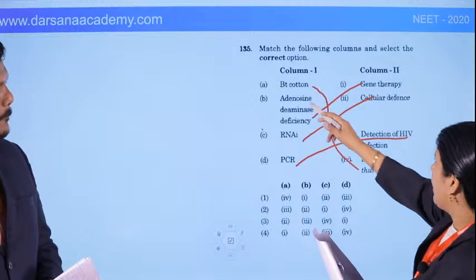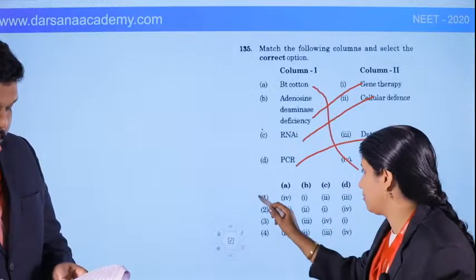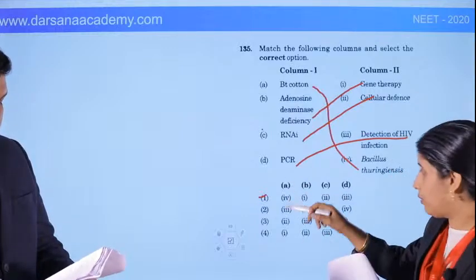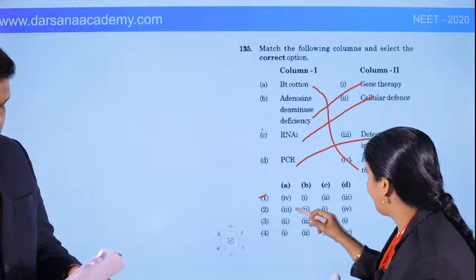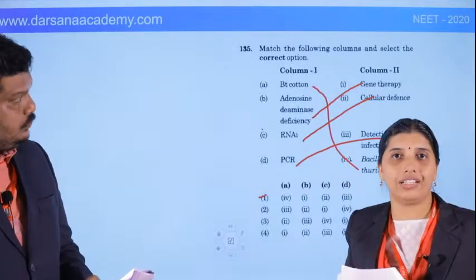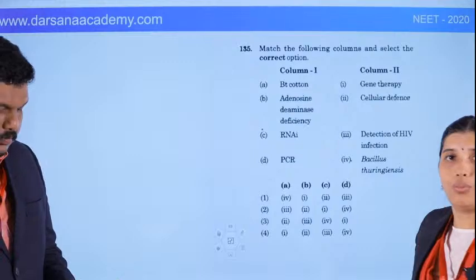And what is the answer? A4, right? Yes, this option only has it. We can say A4, B1, C2, D3. What's the answer for question number 135? Yes, 1 is the correct answer for question number 135.